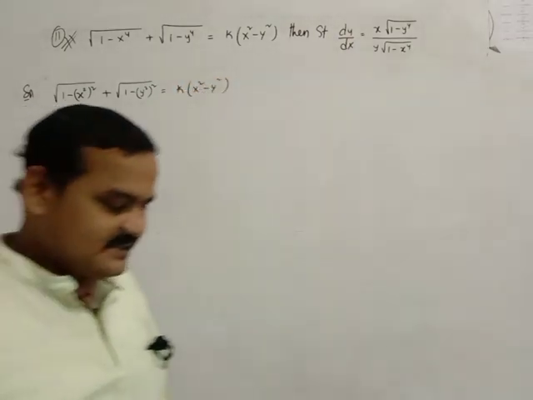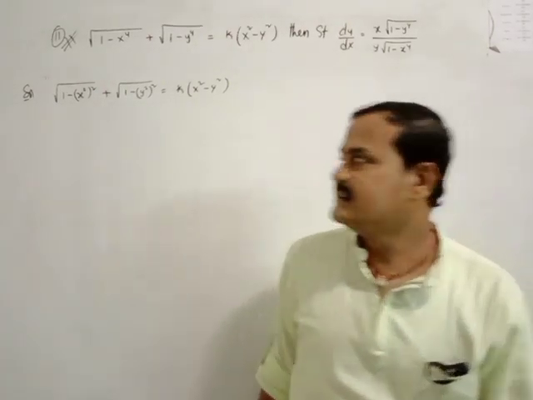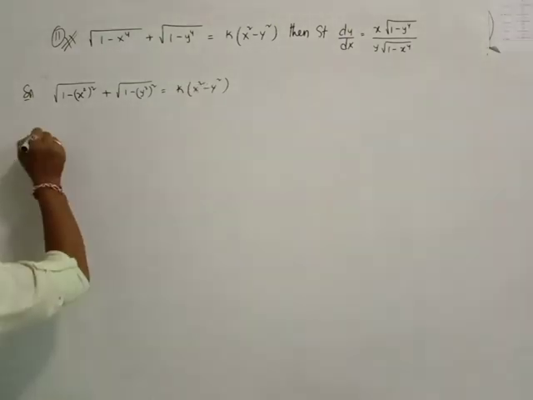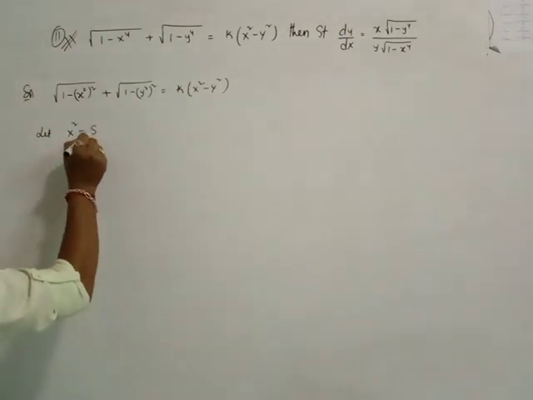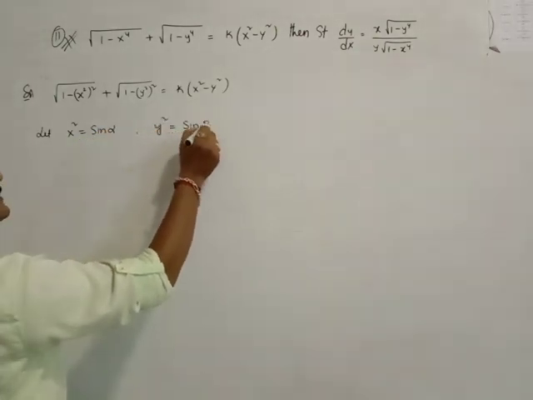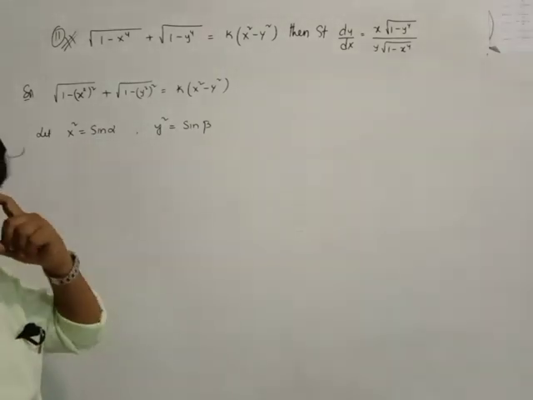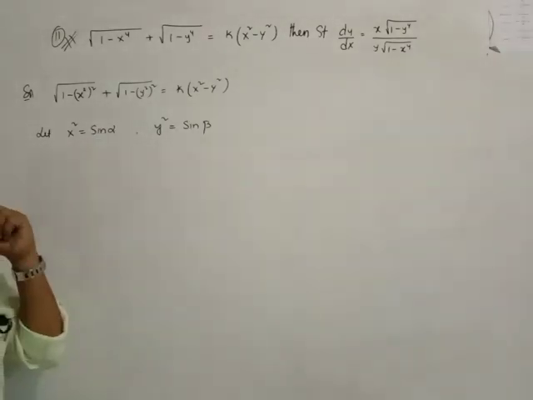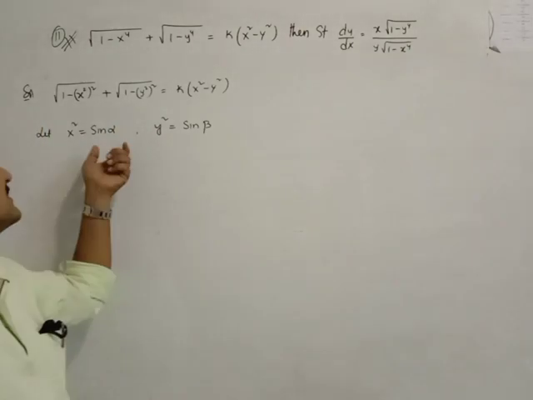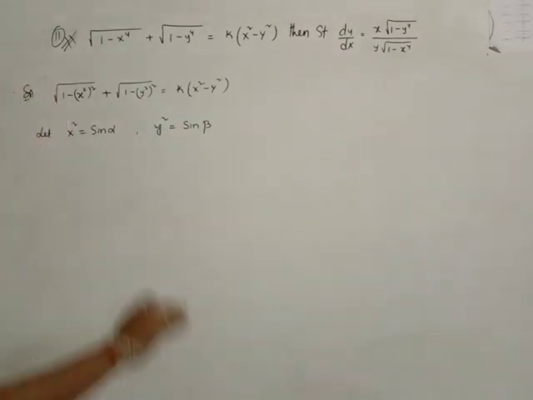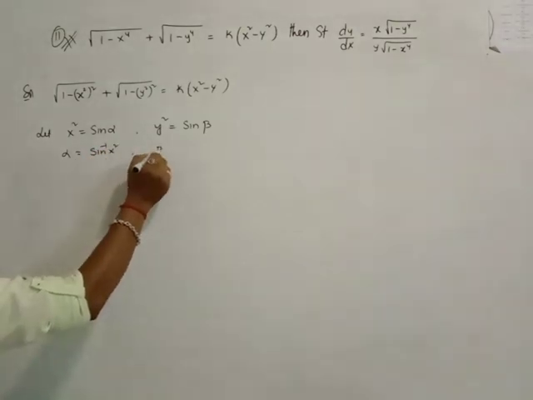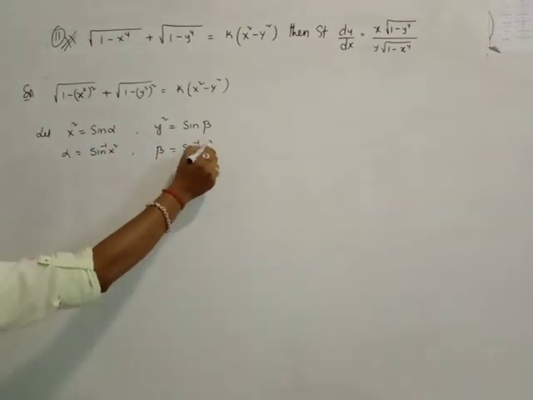This is the question which is related to the substitution method. What is substitution? See here, what functions are given, you need to substitute like that. Let x square is equal to sine alpha, and y square can be taken as sine beta. Instead of sine alpha, sine beta, you can take cos alpha, cos beta also, nothing to worry about that. But if you take sine alpha, sine beta, then you can get positive, like cos alpha, cos beta, you can get negative. But you can take any one. Then alpha is equal to sine inverse of x square and beta is equal to sine inverse of y square.